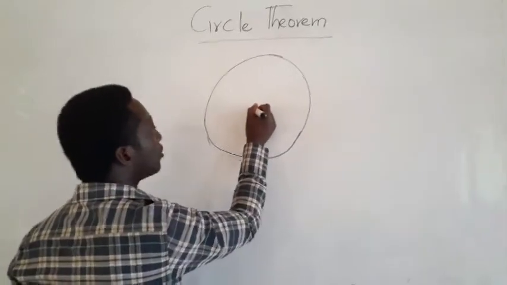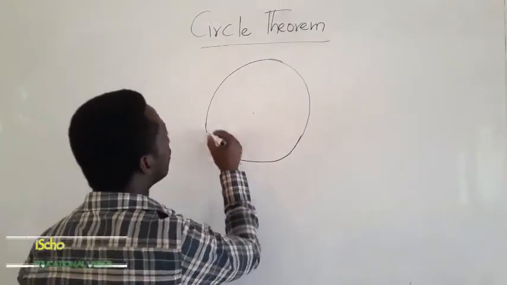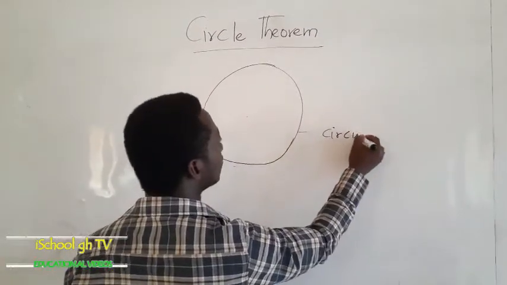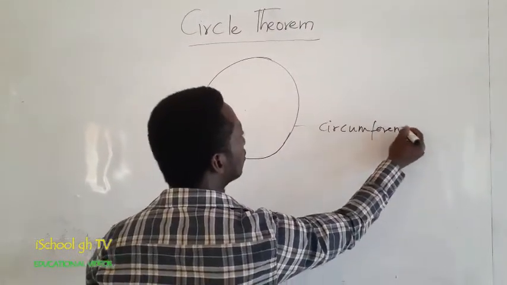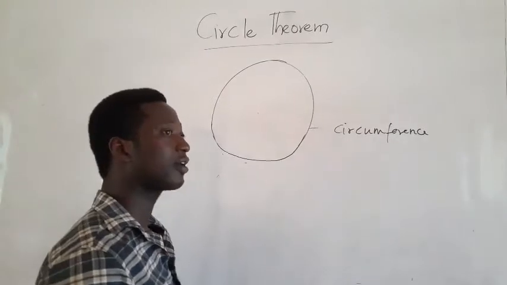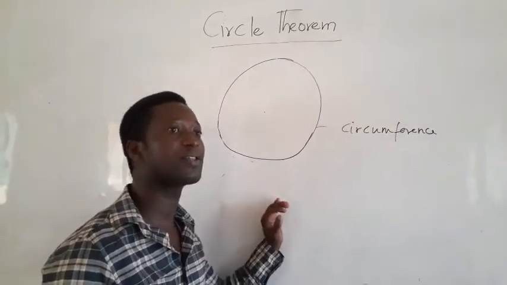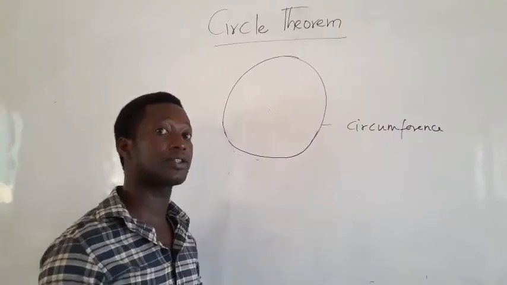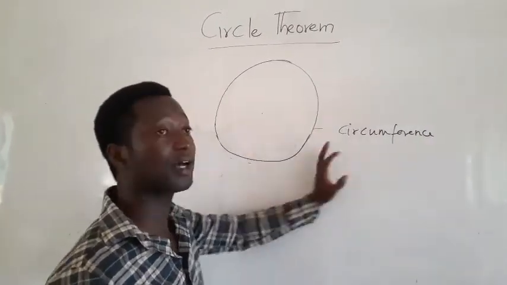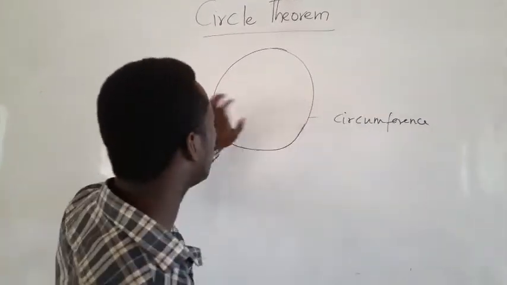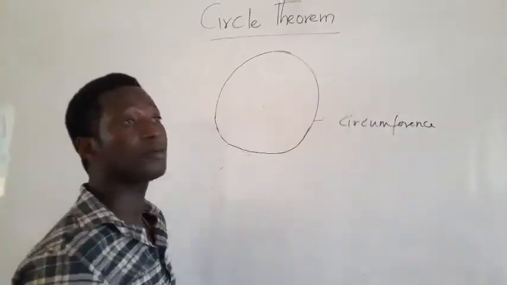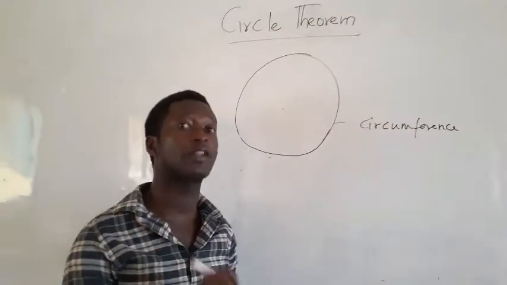Now the center. Now the circular portion of the circle is called the circumference. So a circle is not only about the circular part, but everything in the circle together with the circumference makes the circle. But the circular part is called the circumference. Now a circle has got a center. So in every circle theorem question, they will tell you where the center is.